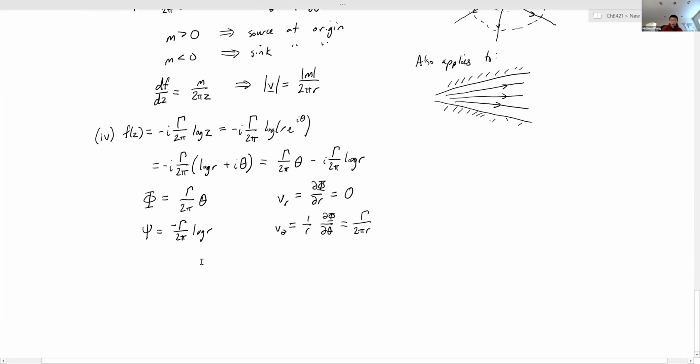And so what I have here is if I were to plot, the streamlines are the lines where psi is equal to some constant. Okay. When psi is equal to some constant, then log of r is equal to some constant. So in other words, r is equal to some constant. So if here's my origin, then my streamlines would look like this.